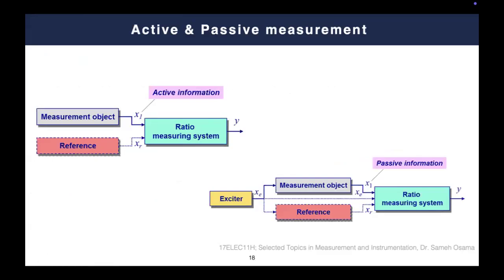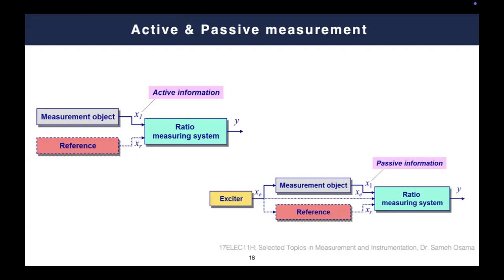Again, another important classification for measurement systems. One of the very important classifications for a measurement system is to classify measurement systems into two types: what we call an active and what we can call a passive measurement system.